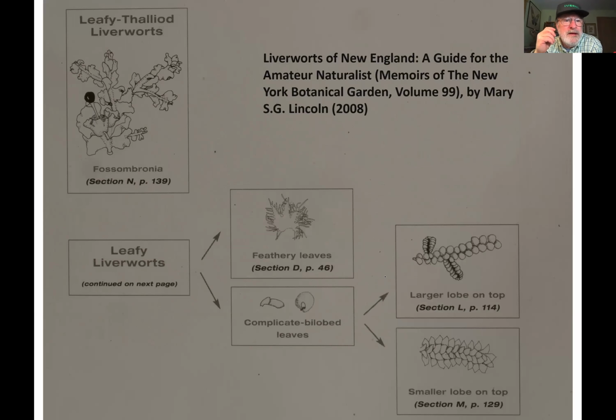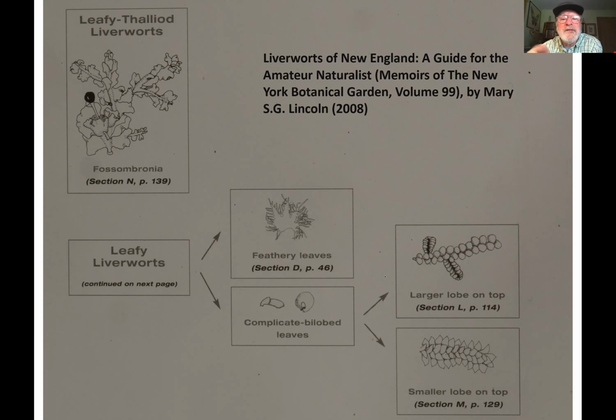We also have a group that can't make up its mind if it's leafy or thalloid, called leafy thalloid liverworts, in this genus called Fossambronia, although taxonomically they're very much a member of the leafy group, not the thalloid group. They just don't have very well-developed leaves. And then the leafy liverworts.